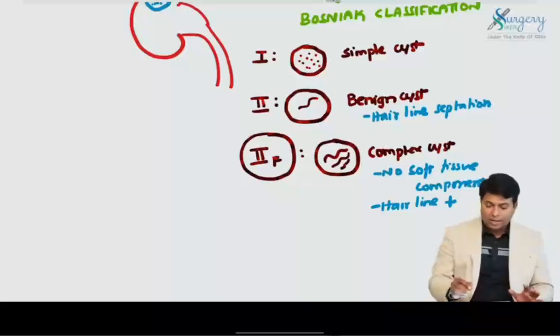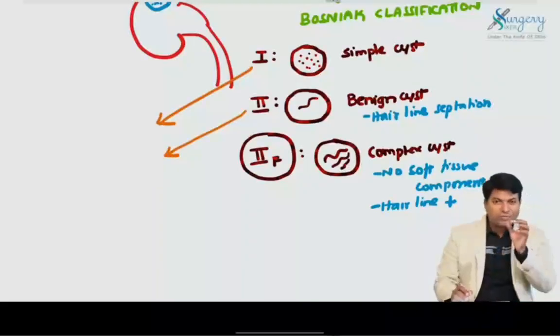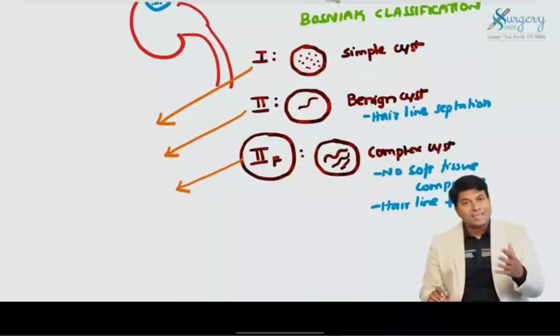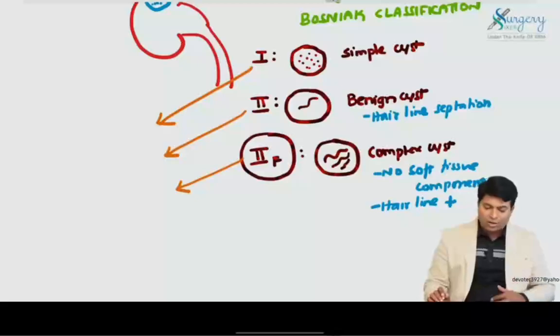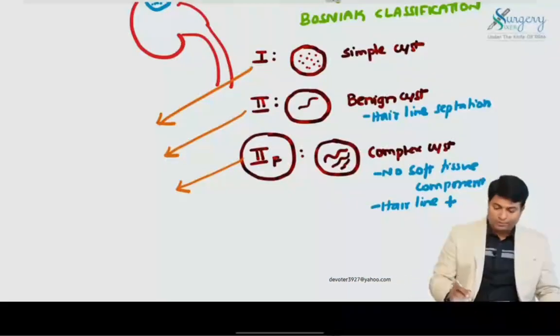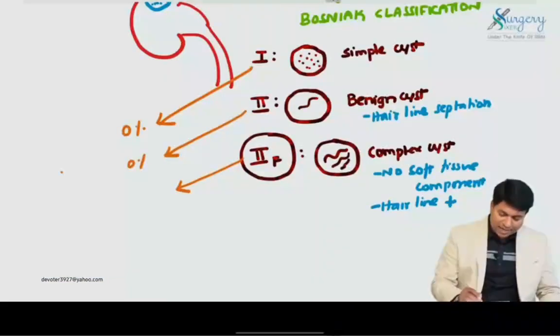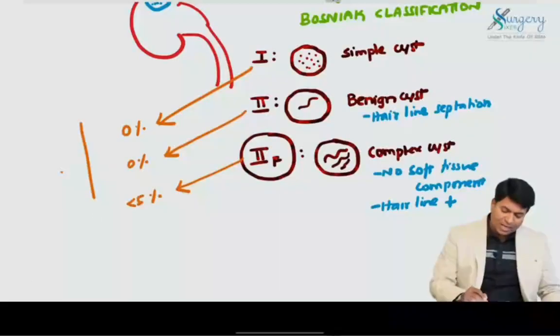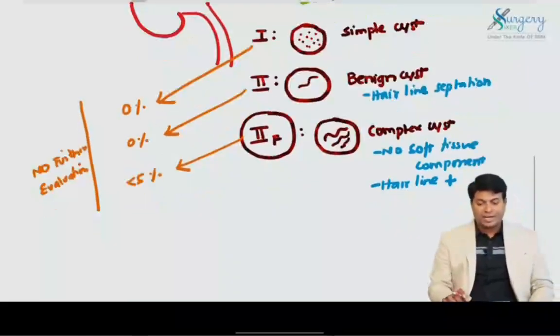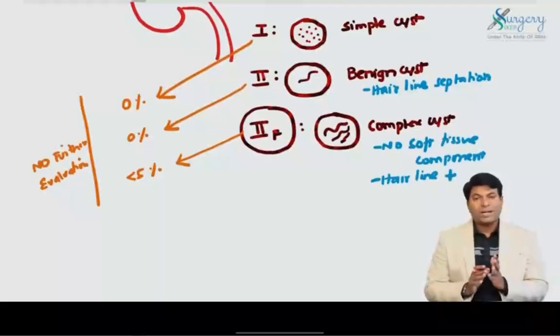So 1 is a simple cyst, 2 is a benign cyst with very few hairline septations, 2F is a complex cyst with more hairline septations, but they do not enhance on contrast. So these 1, 2, 2F have 0% risk of malignancy, and a complex cyst may have less than 5% risk of malignancy. No further evaluation is needed for these cases, so we can just send them home, or we ask them to come for follow-up after 1 or 2 years. Otherwise, for 1, 2, 2F cysts, nothing to worry.